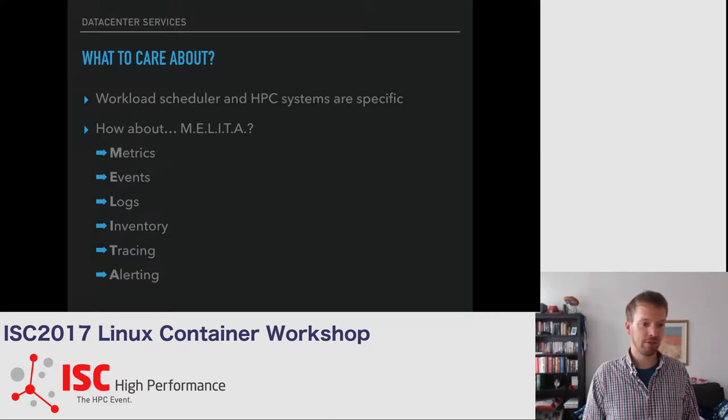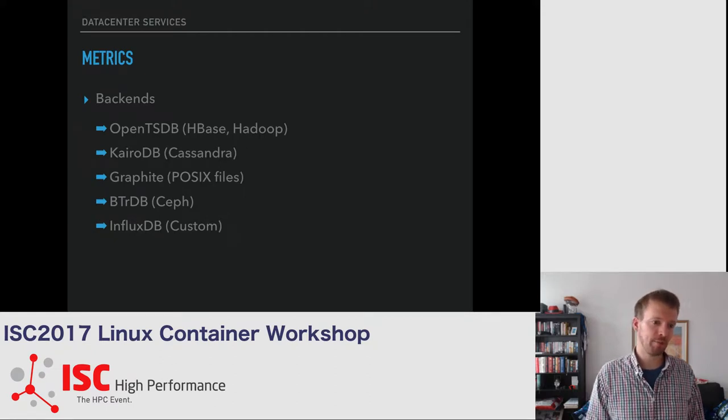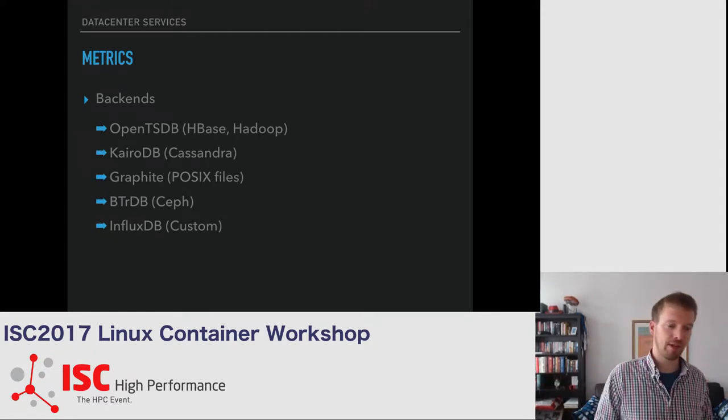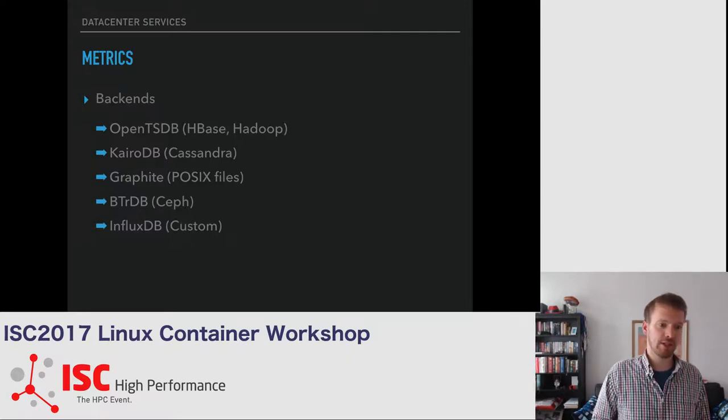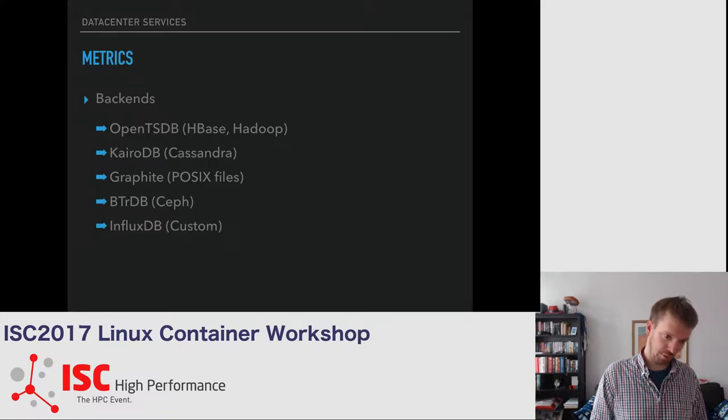I will give a brief overview of stacks that I think are worth looking at, and most or all of them have an open source version or are completely open source, and they should be embraced. So for instance, there is a variety of metrics backends out there. One of the most common is OpenTSDB, which is based on Hadoop, so it uses HBase as a storage mechanism. Then we have KairosDB, which uses Cassandra. Graphite is a very old one, one of the first main backends. It just uses POSIX files, which makes it attractive for those who like POSIX files. Then we have a new one, the Berkeley Tree database, which is based on Ceph and also looks very promising.